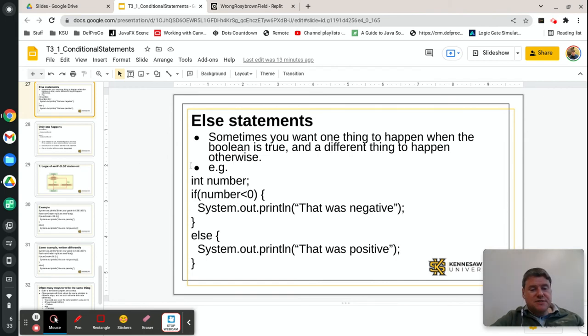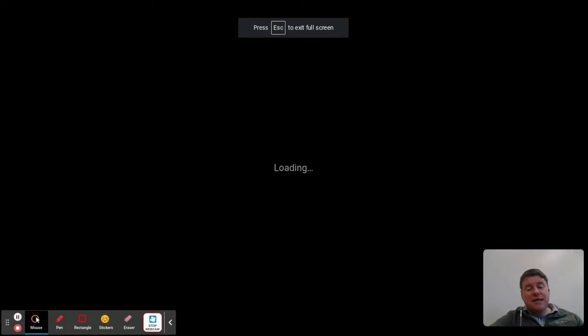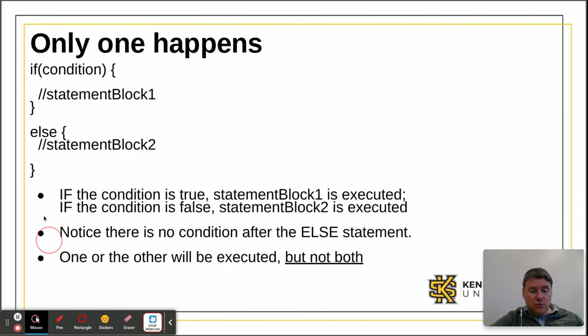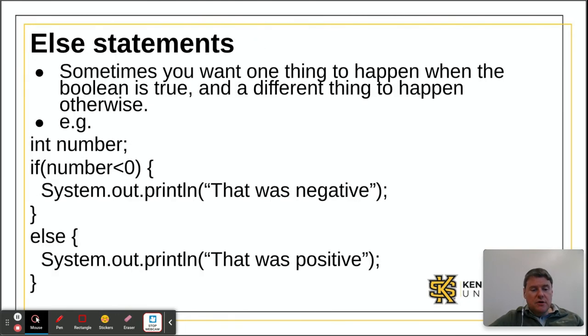So all of the if statements that we've looked at so far just check if one thing is true and then maybe do something based upon that. But there's occasionally times that you want to check if something is true, and if it is true, you want to do one thing, but if it's not true, you want to do something else. And that's where an else condition comes in. So here's an example. Int number. If the number is less than 0, then print out it was negative. Otherwise, print out it was positive. And that's what the else does.